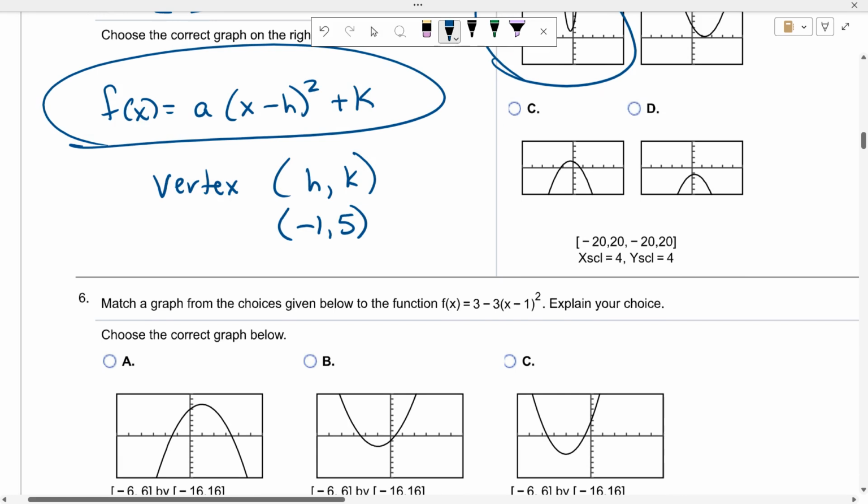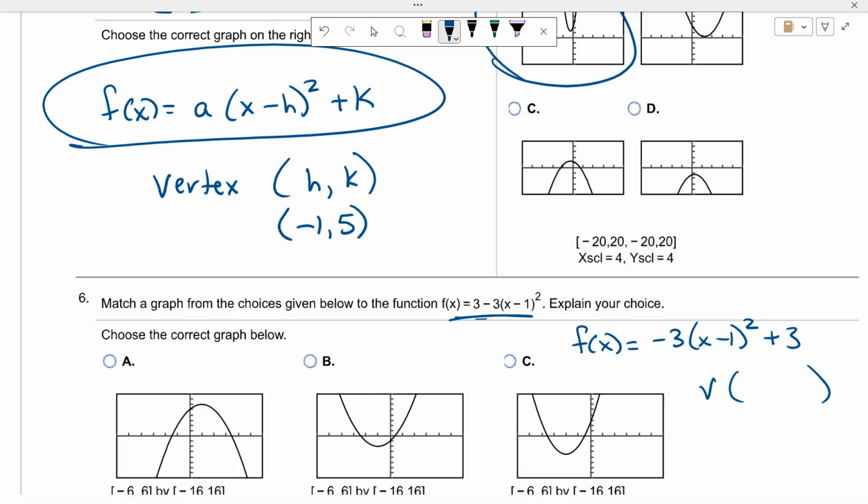Now, I want to take the vertex form here and put this into vertex form. How do I do that? Well, I just change it by saying -3 times x minus 1 squared plus 3. Where's your vertex? What's the ordered pair of your vertex for this one? 1, 3. The opposite of this, the same as this. So your vertex is at 1, 3.